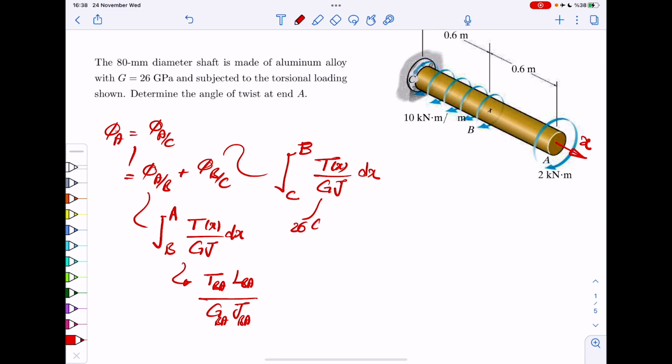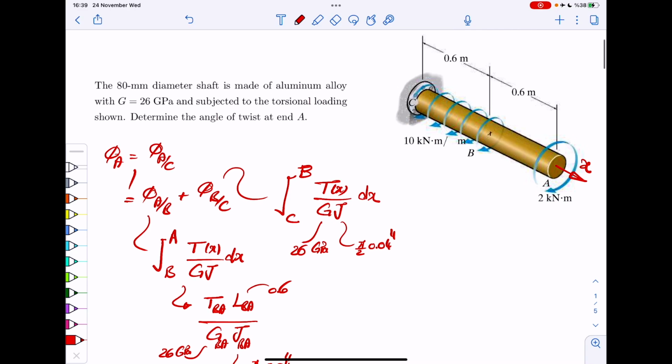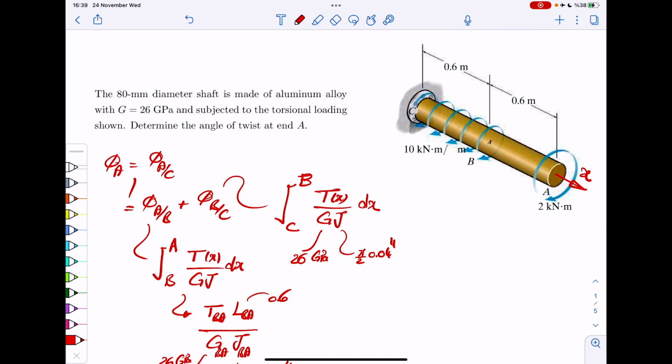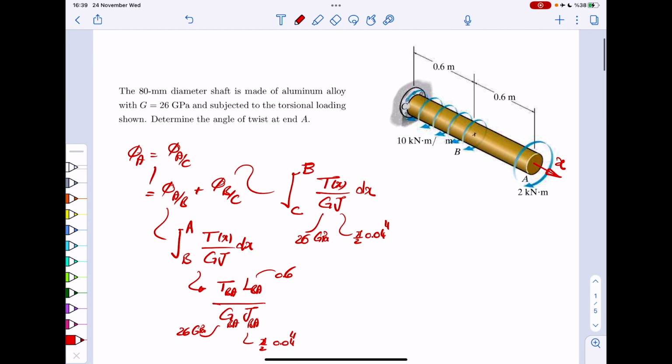So G is 26 gigapascal. J is pi over 2 times 40 millimeters to the power 4. It's the same here, pi over 2 times 40 millimeters to the power 4, and this is 26 gigapascal. The length from B to A is 0.6. From C to B, obviously, we have an integral. Is that all clear so far? Okay, so the most important thing we need to do now is to find this T(x).